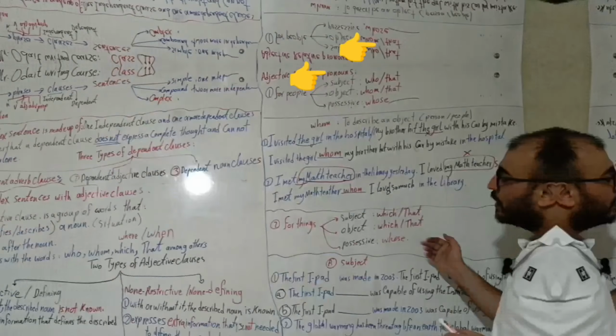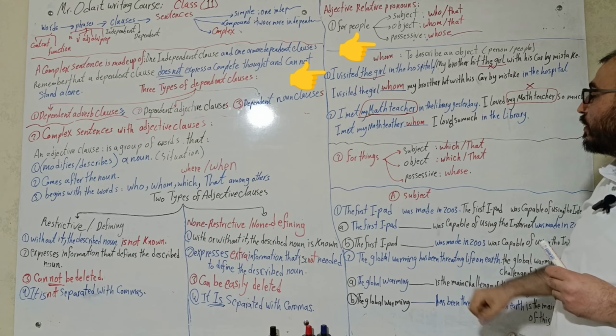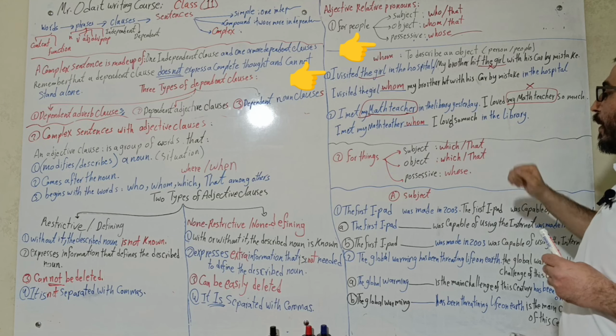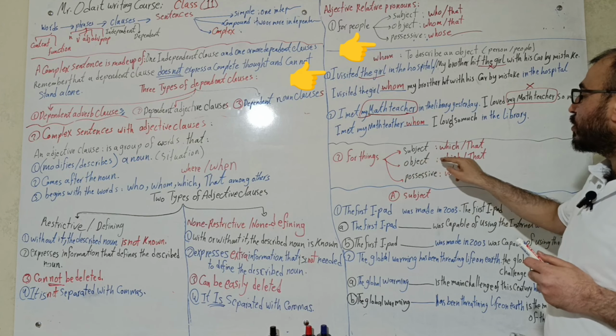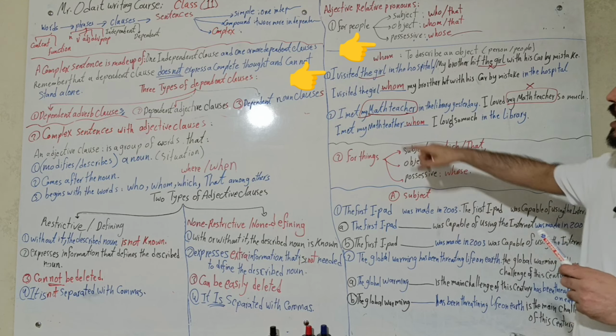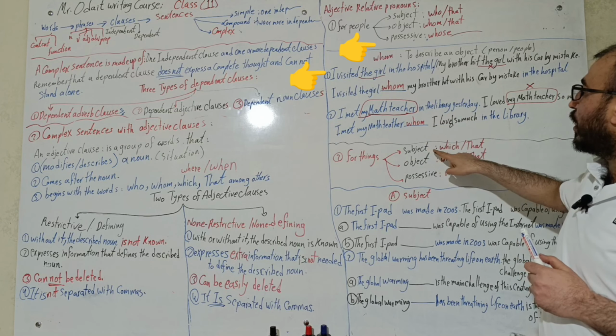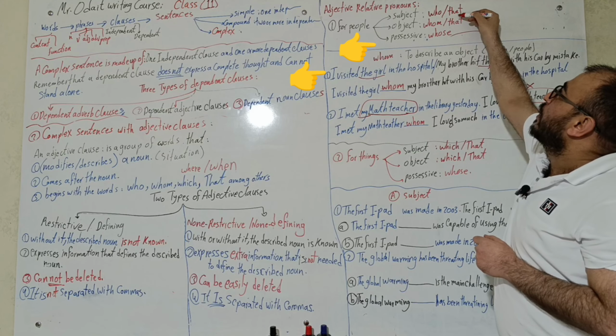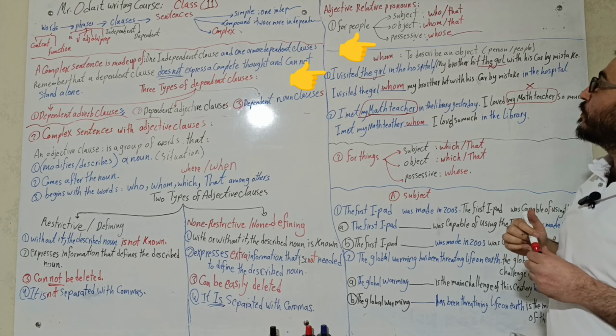Now, my friends, let's move to talk about adjective relative pronouns for things. Again, my friends, things can be subject, object, and possessive. When they are subject, we use which and that. When they are object, we use which and that, again the same. And when they are in the possessive position, we use whose. Here, my friends, I would like to say that every time I can use whom, and I can use that instead of whom, and I can use that instead of who in the previous examples.